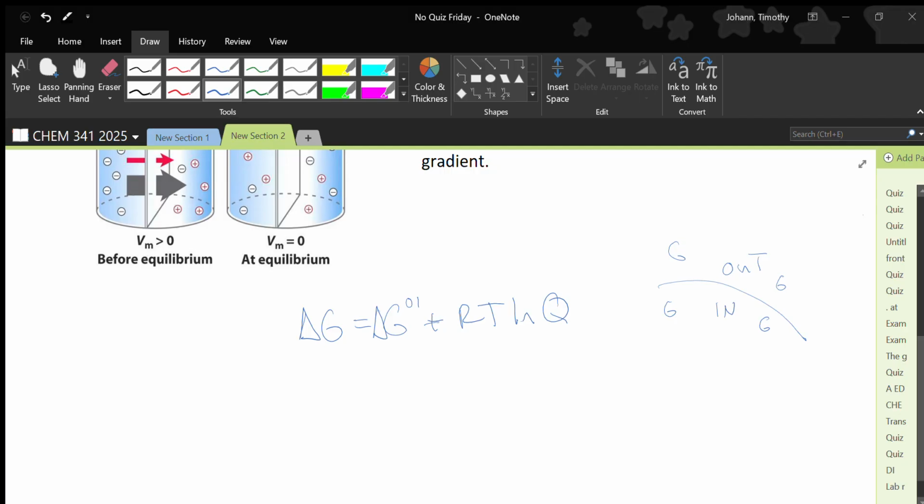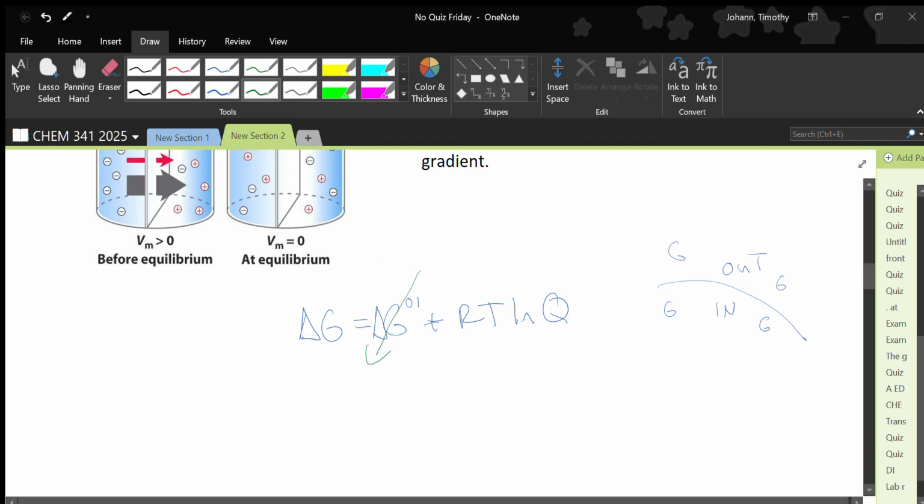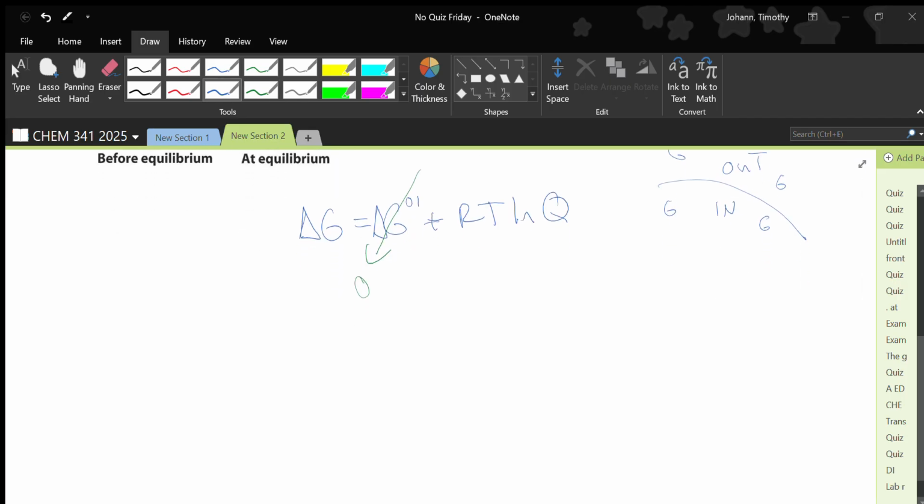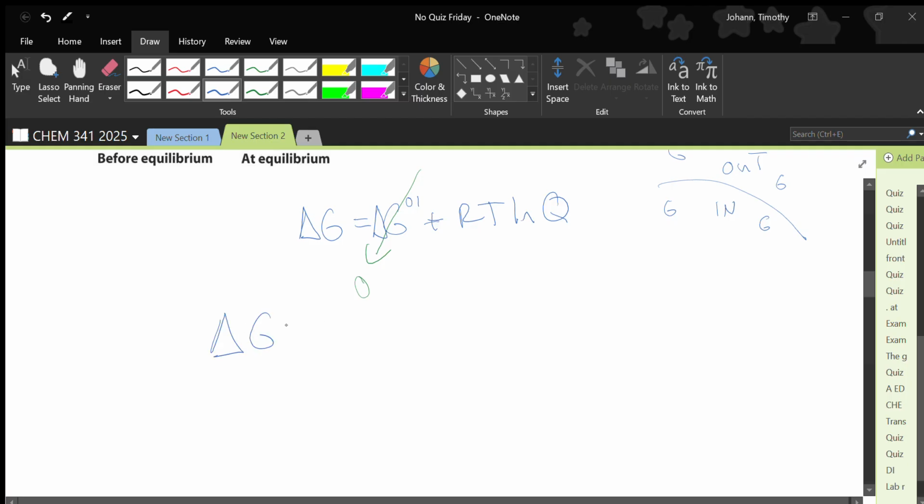0. Did you say 0? Good. So it's 0 because essentially I have the same thing inside and outside, and I have them at the same concentrations. So that goes away. So what happens is we could think about the free energy change for crossing a membrane, and it's going to be equal to this other term.